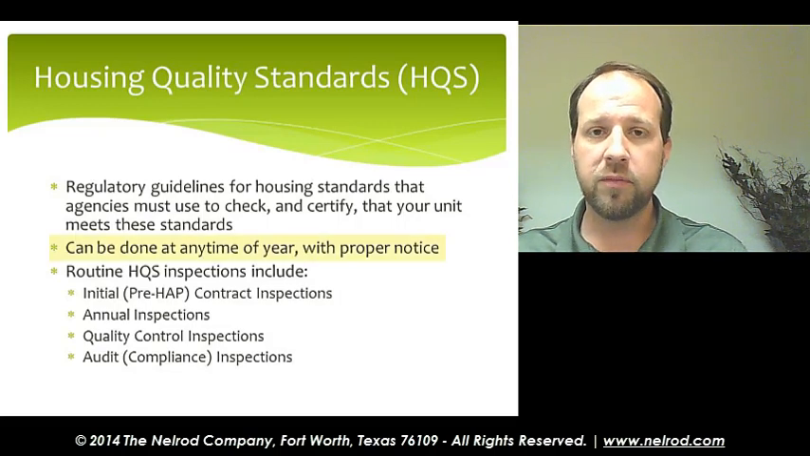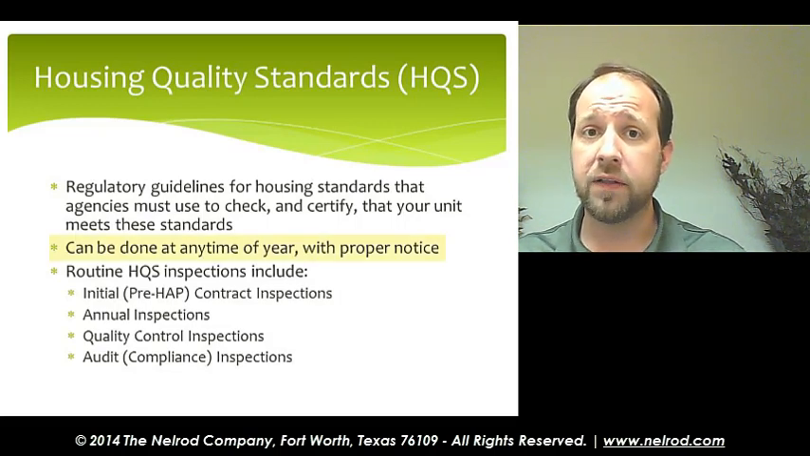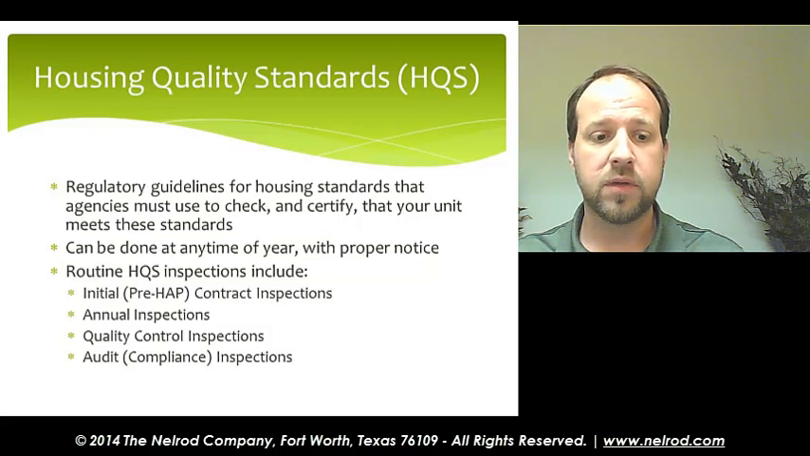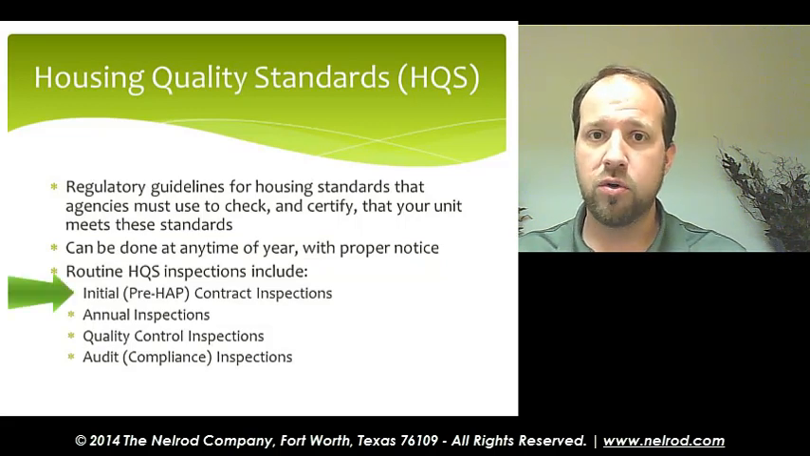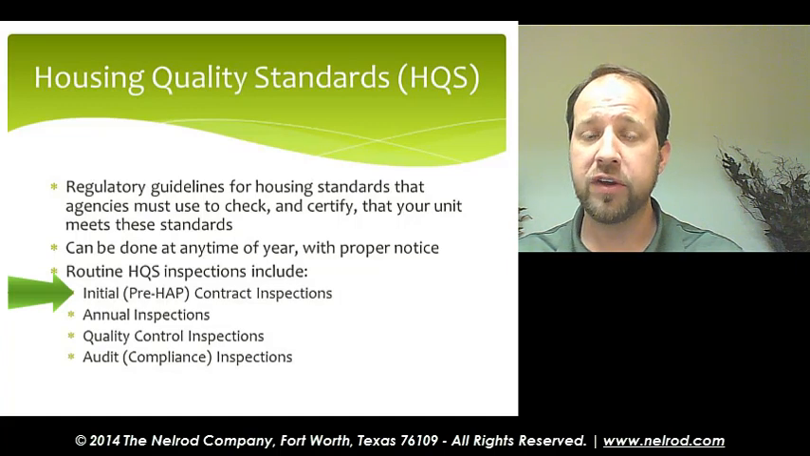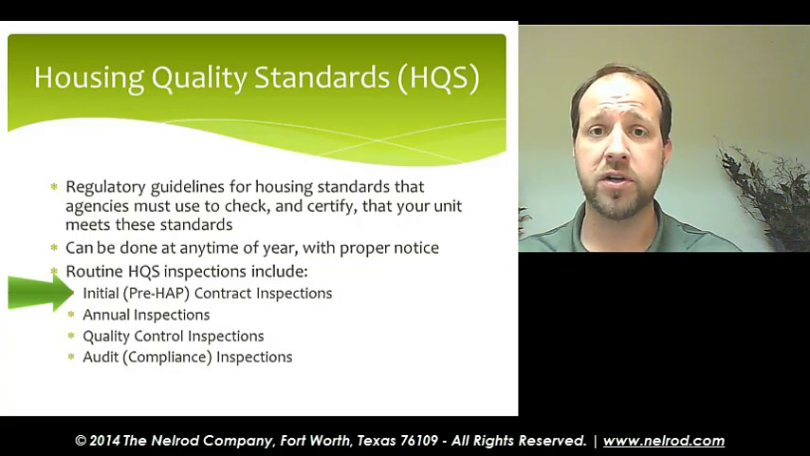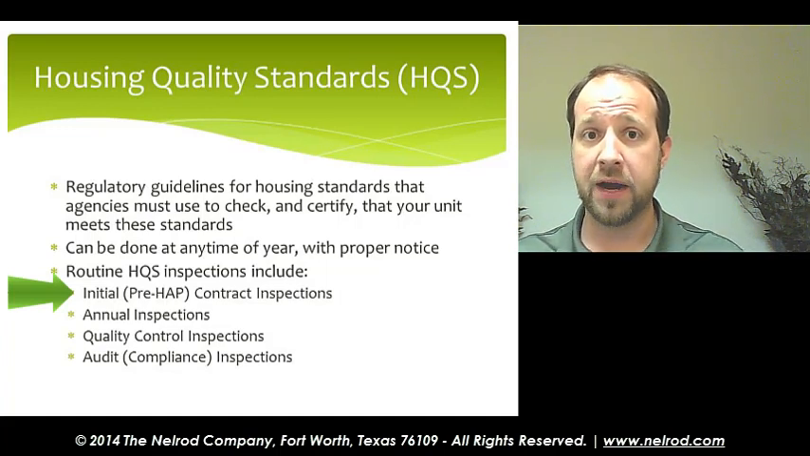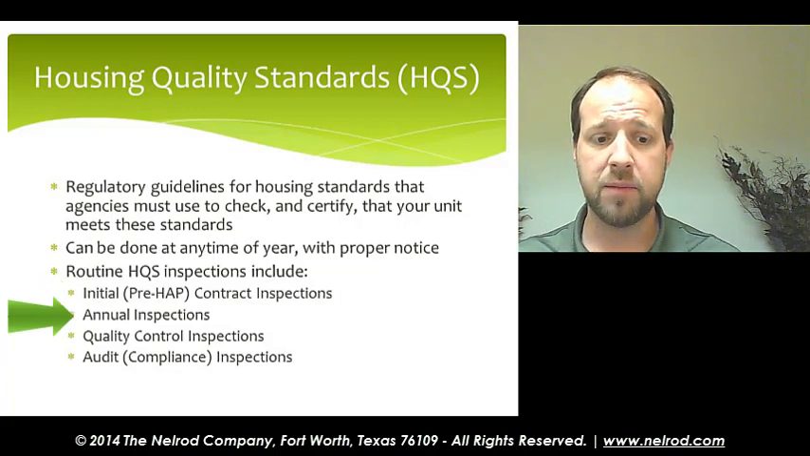But the inspections themselves can be done at any time throughout the year, and let's review some of the inspections that you will most commonly see. The first one is the initial pre-HAP, that Housing Assistance Payment Contract Inspection, and this is to ensure before any business is done and any contracts are entered into that we do have a quality physical property that we can sort of inspect and look at for this family.